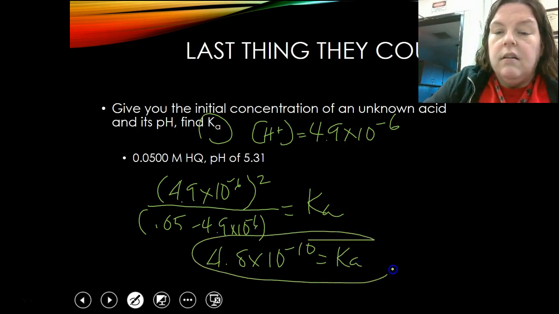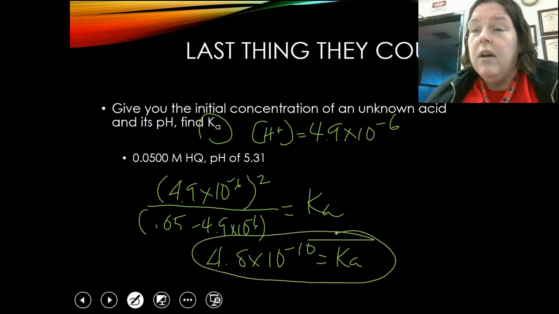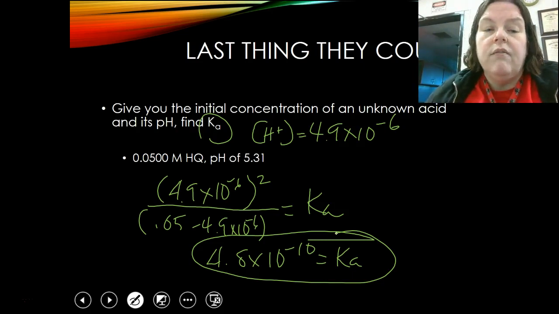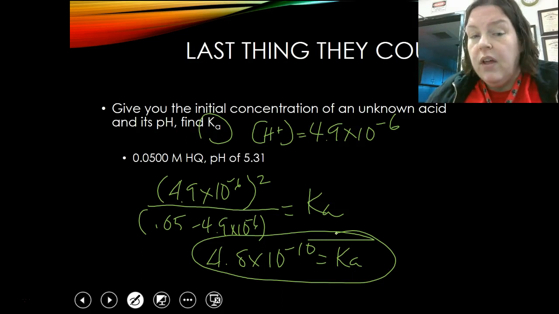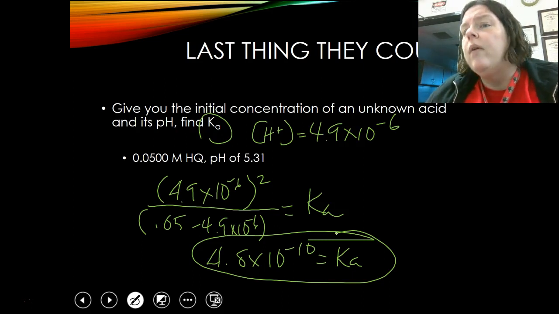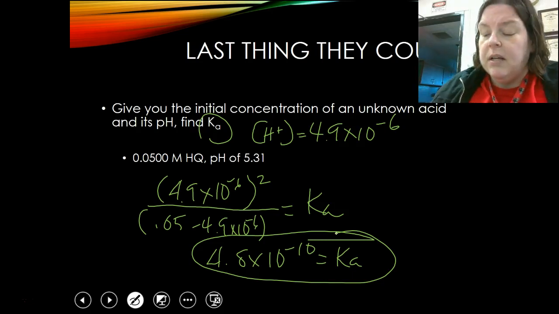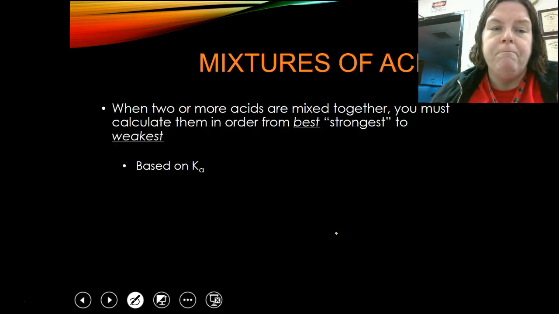There it is. Okay, so again, it's just an ICE table calculation, but we're using the information that we have to be able to solve different things. That's all we're doing. We're plugging everything into the ICE table and then we're pulling it out. H plus is because of the pH, okay?